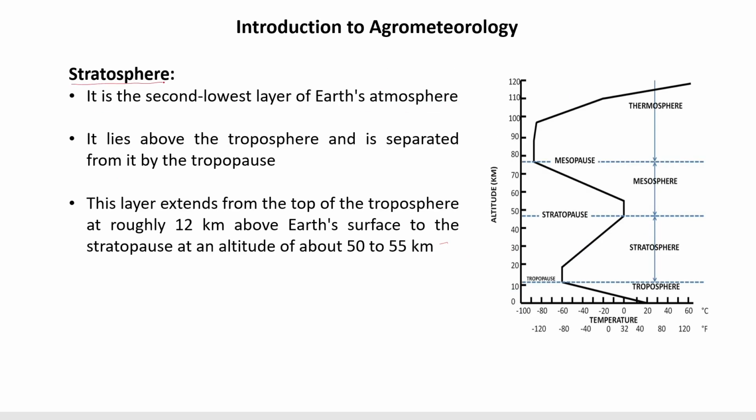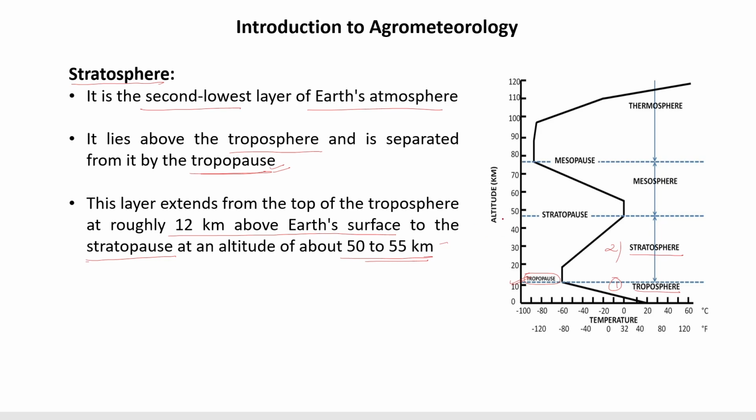Next layer, the stratosphere. It is the second lowermost layer of the Earth's atmosphere. So as we move up from the troposphere, the second layer is called the stratosphere. In between the stratosphere and troposphere, there is a thin layer called the tropopause. It lies above the troposphere and is separated from it by the tropopause region. This layer extends from the top of the troposphere at roughly 12 km above the Earth's surface to the stratopause at an altitude of about 50 to 55 kilometers.